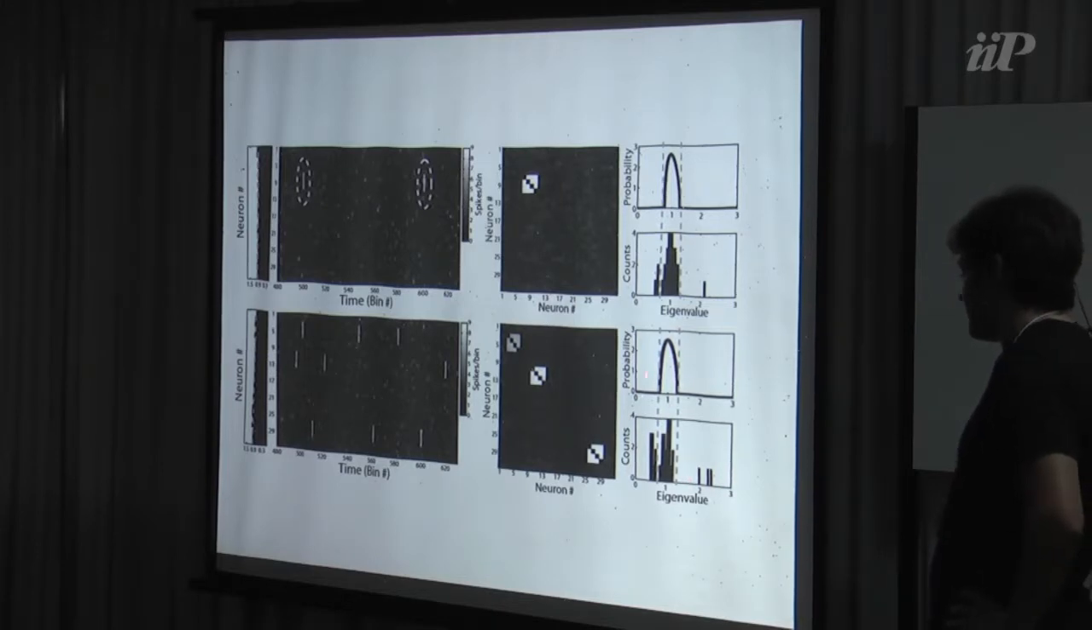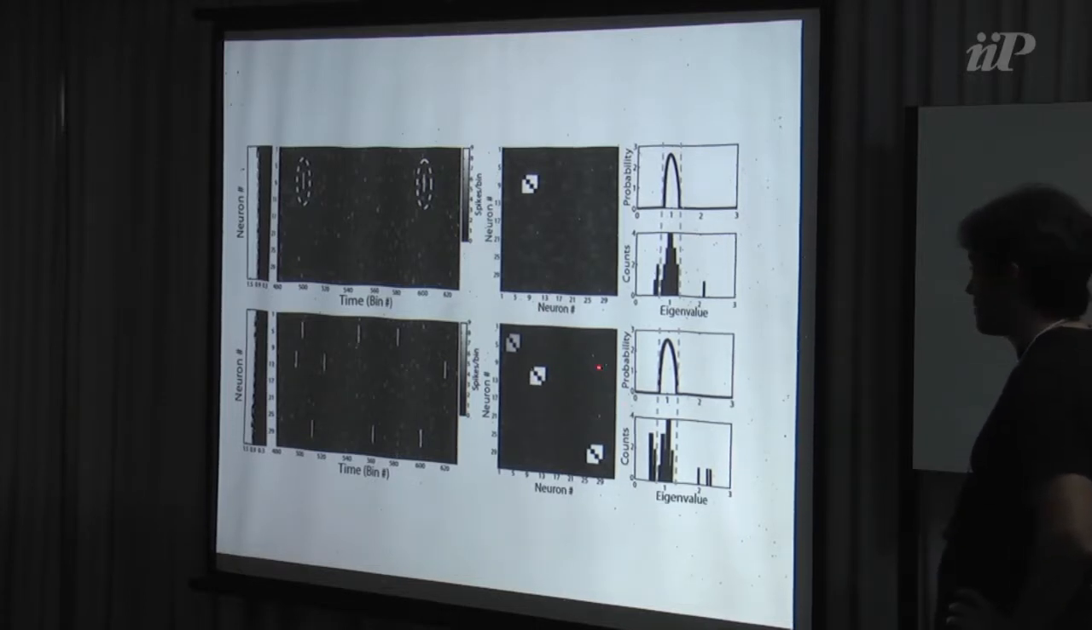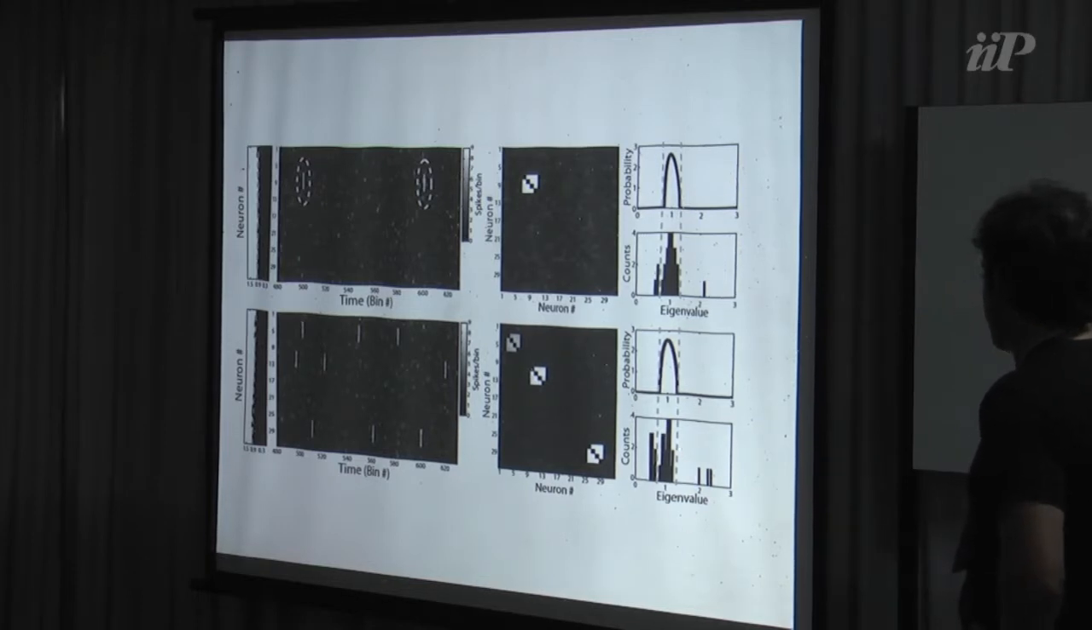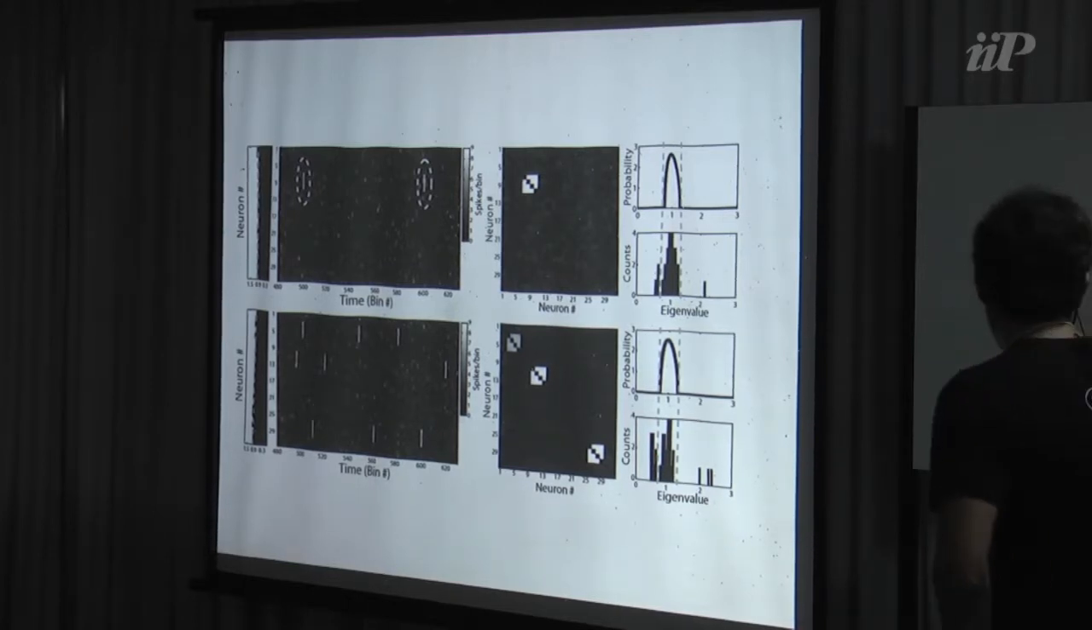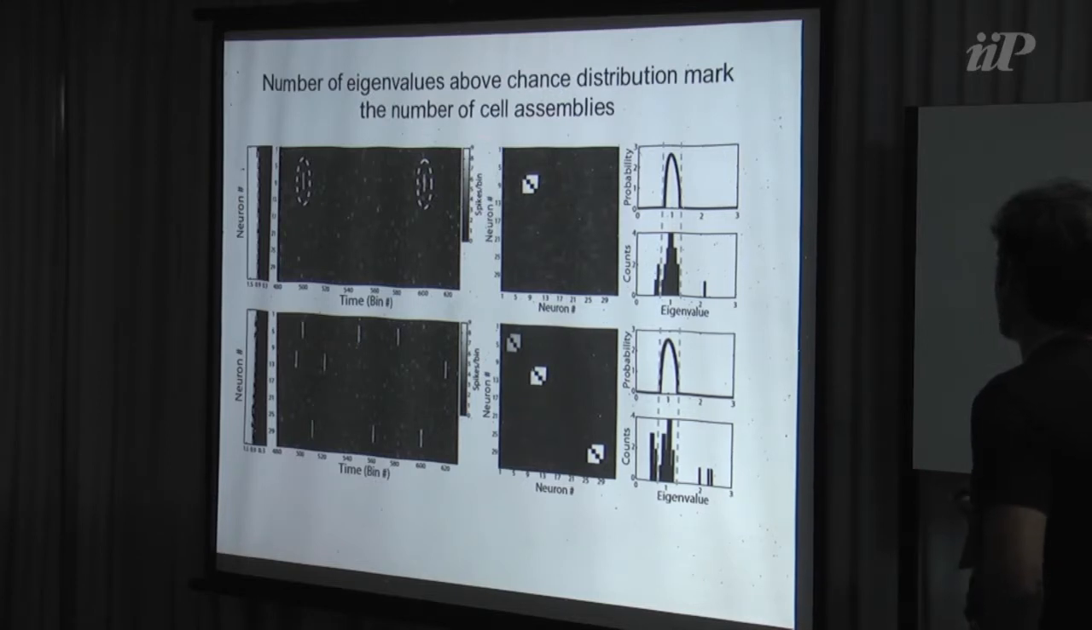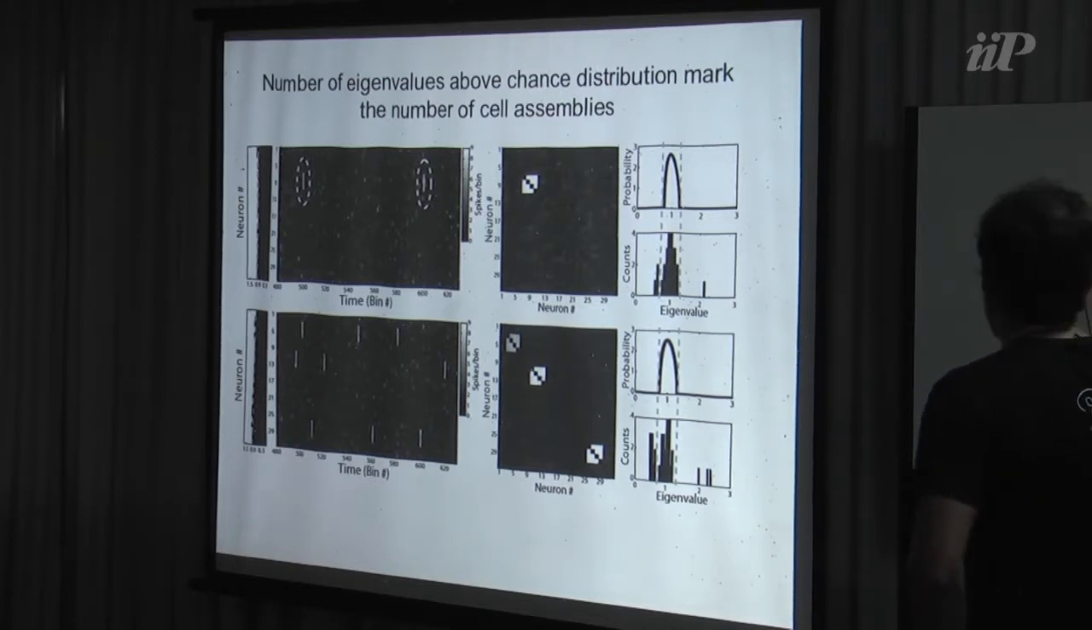Another nice thing is that this is analytical. There is a formula for this, so you don't need to do tons of surrogate analysis to see what's statistical and what's not. So now we had a very nice analytical threshold to say, in this case, 3 cell assemblies were present in our network. Here is only one. But in addition, you can see that some eigenvalues were below the border of the distribution. It turns out that the number of eigenvalues, either above or below, will tell you the total number of neurons involved in cell assemblies. Again, the number of eigenvalues above the distribution will tell you the number of cell assemblies.